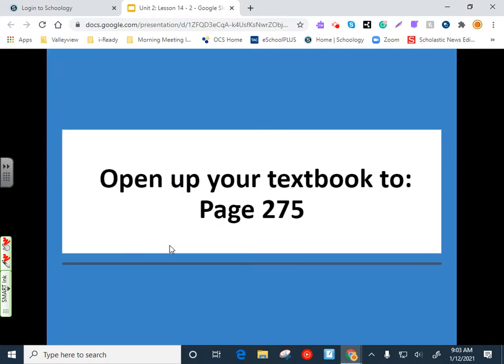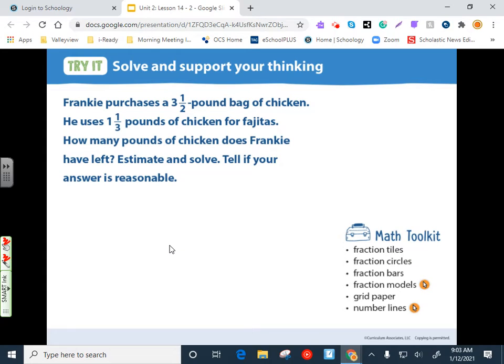So our lesson for today starts on page 275. All right, so Frankie purchases a 3 1/2 pound bag of chicken. He uses 1 1/3 pounds of chicken for fajitas. How many pounds of chicken does Frankie have left? Estimate and solve. Tell if your answer is reasonable.